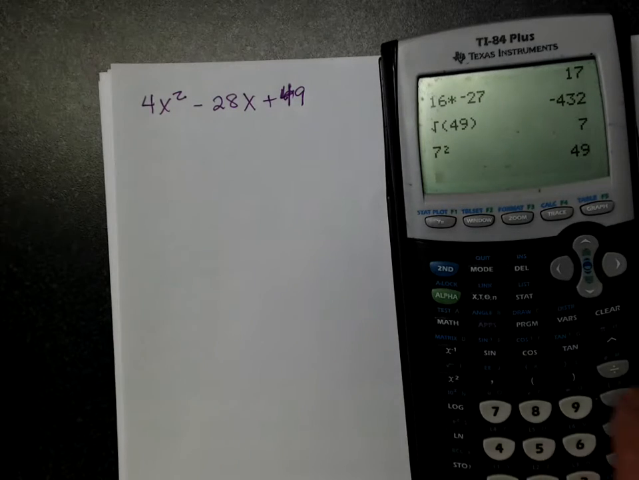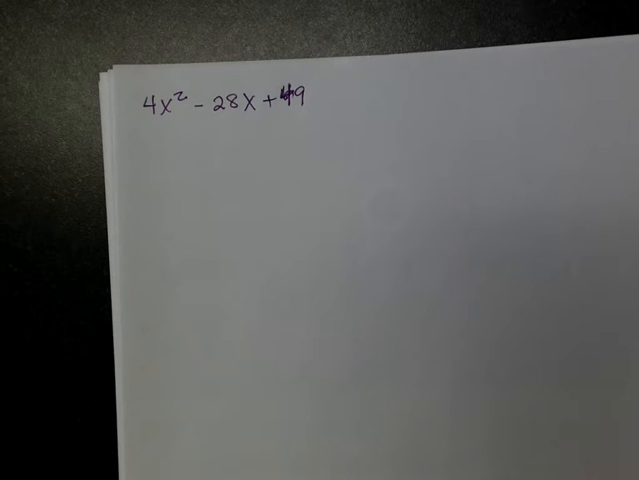Now, knowing your first 15 perfect squares is like knowing your multiplication charts, though. So it's 1, 4, 9, 16, 25, 36, 49, 64, etc.